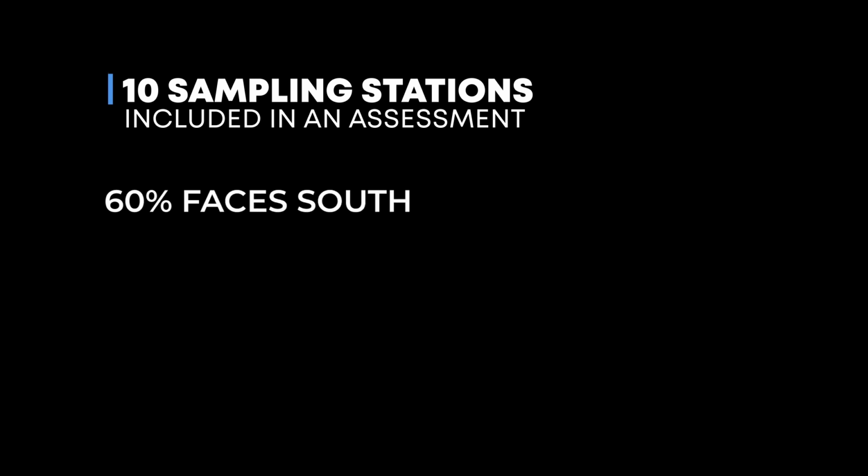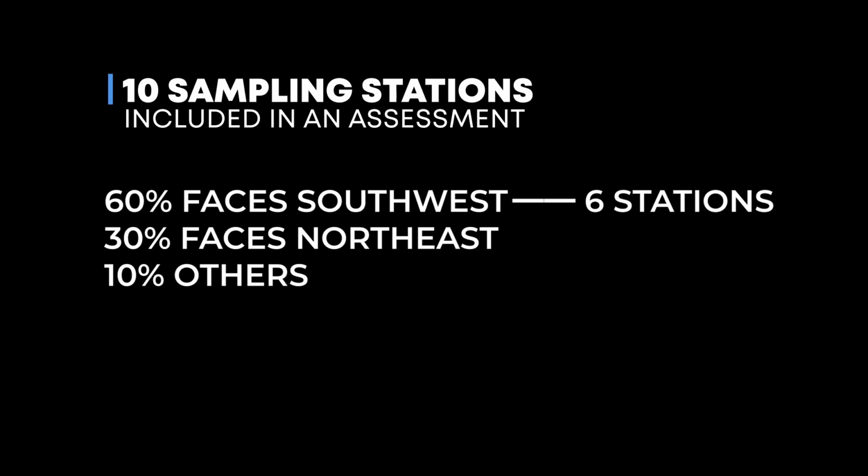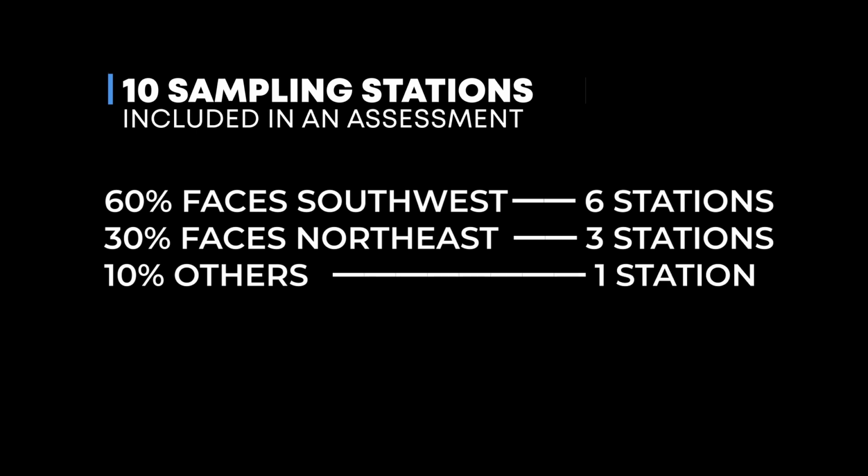Second, allocate the number of sampling stations to these strata in proportion to their areas relative to the total area to be assessed. For example, assume a maximum of 10 sampling stations could be included in an assessment, and 60% of the total area of reef slopes faces the southwest, and 30% faces the northeast. 6 sampling stations must then be assigned to the stratum facing the southwest, 3 to the stratum facing the northeast, and 1 in a stratum classified as others. The position of the sampling stations must be determined randomly per stratum.